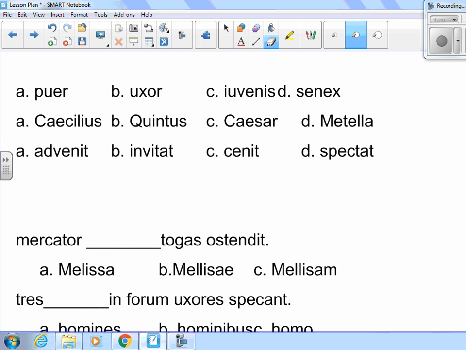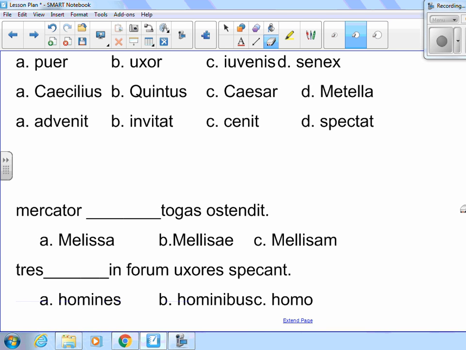This one right here, the Mercator blank. This is more fill in the blank stuff. Looking at the blank, I want to ask myself, what kind of word goes in that blank? Is it a subject? Is it a direct object? Or is it an indirect object? In the first one, Mercator is my subject. So I can eliminate anything that's nominative right away. Melissa, gone. Can't be it.